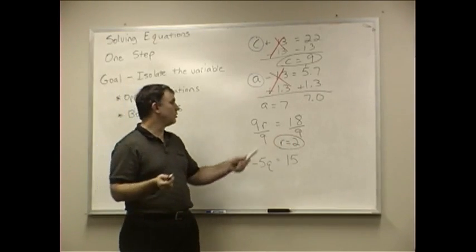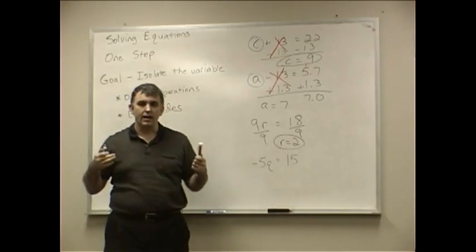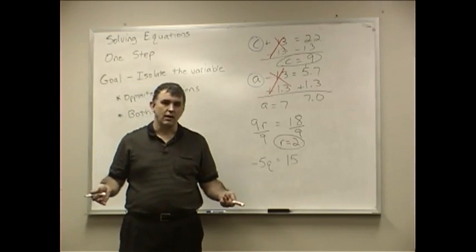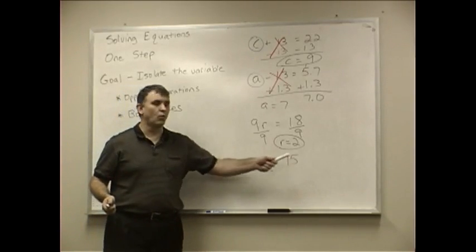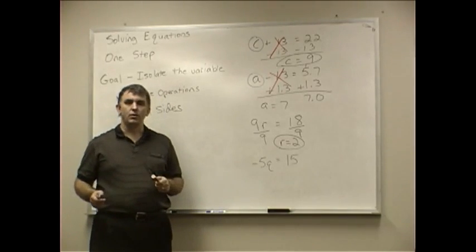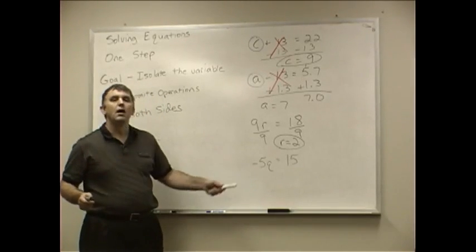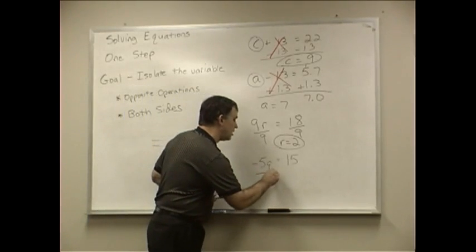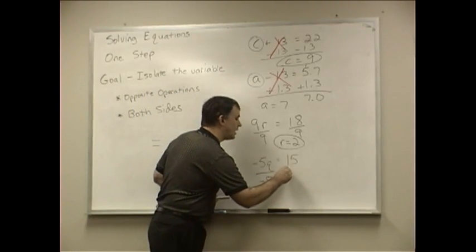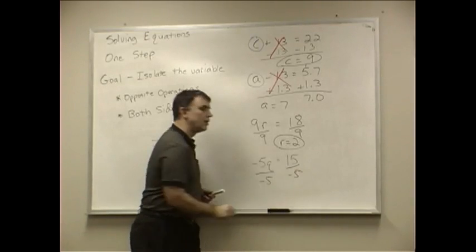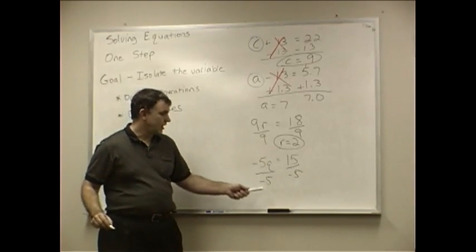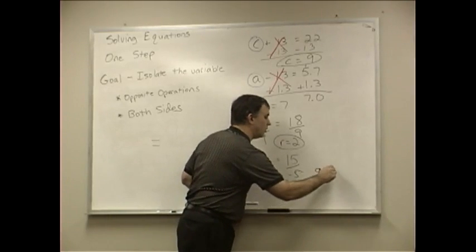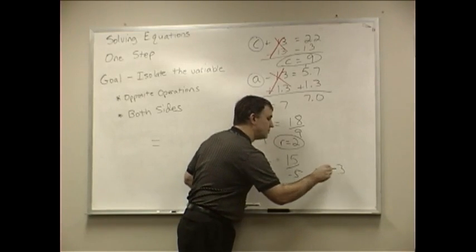And again, I know you could have looked at it and said 9 times 2 is 18, but we're working on algebraic thinking here. The last one, negative 5q equals 15. Again, the opposite of multiplying is dividing. Now we're going to divide by negative 5 on both sides. The negative 5's go away, and I end up getting q equals negative 3.